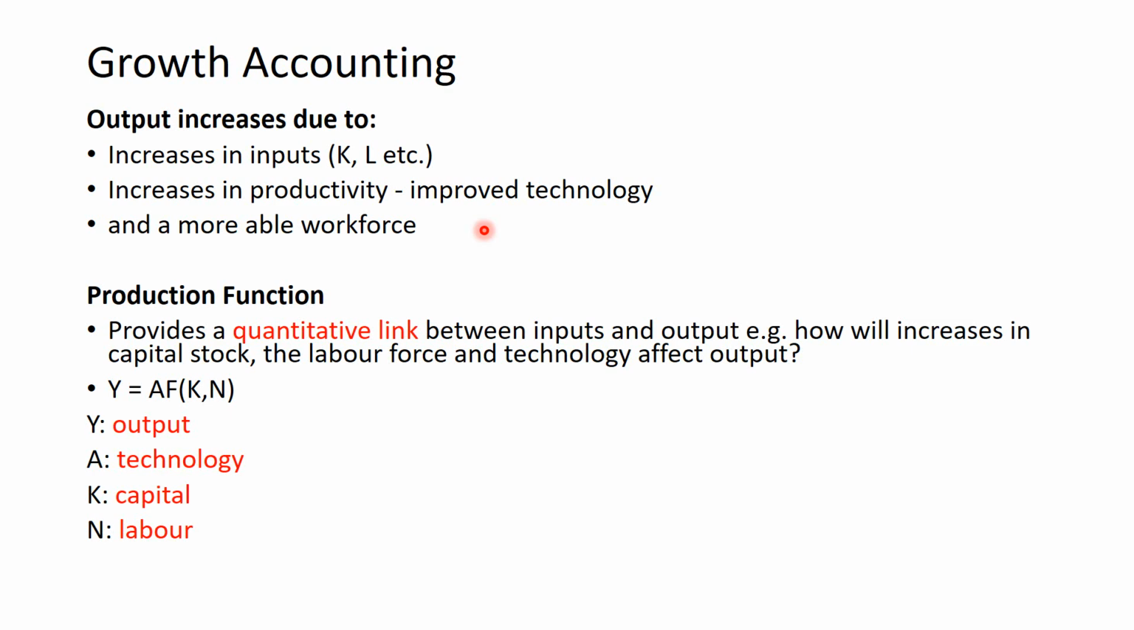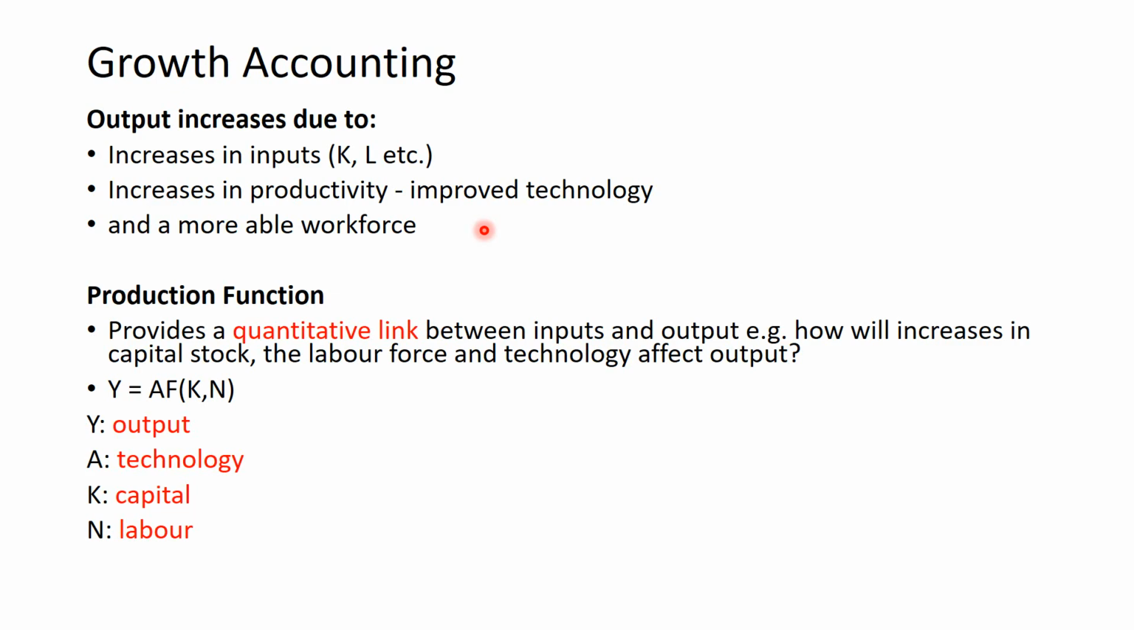In order to understand the link then between inputs and outputs, we use something which is called a production function. And the production function is a way of establishing a quantifiable or measurable link between inputs and outputs. A production function enables us to understand how increases in capital stock, the labor force, and technology, for example, will affect the amount of output being produced. We're going to consider a really simple production function where we only are dealing with capital stock, labor, and technology. Of course, you could include other inputs in there, but for now, we just want to keep it simple.